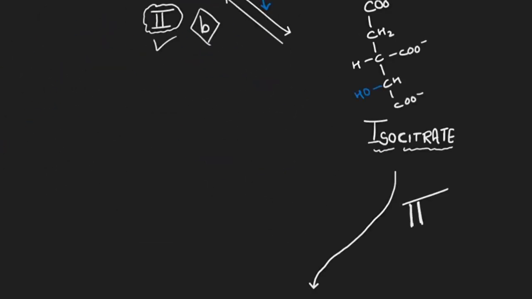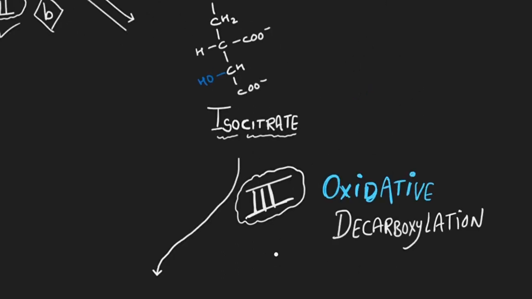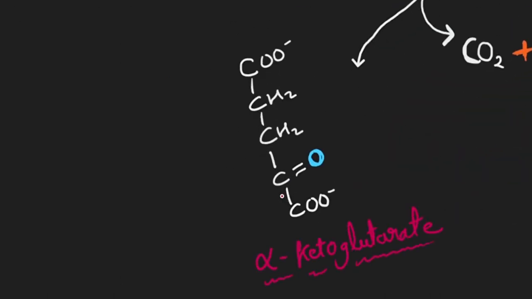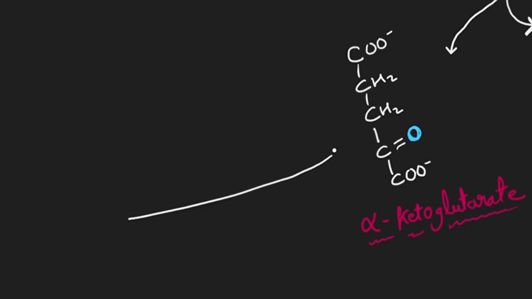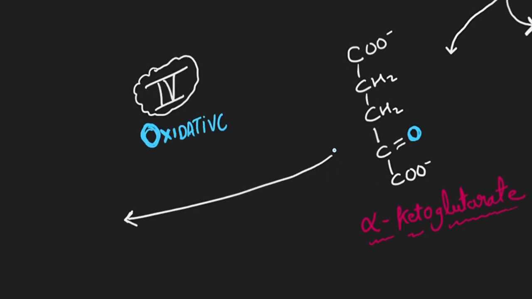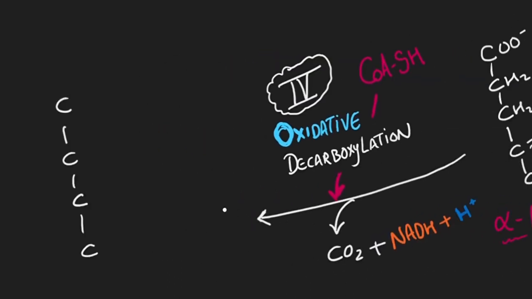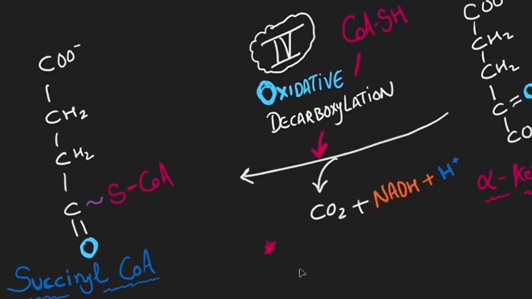Now, in the next step, the third step, named oxidative decarboxylation, which is marked by the removal of carbon dioxide and hydrogen to form alpha-ketoglutarate. This reaction is catalyzed by the isocitrate dehydrogenase enzyme. Next, step four. This is another oxidative decarboxylation, but this time alpha-ketoglutarate is subjected to this process. The only difference here is the addition of coenzyme A, which consequently forms succinyl coenzyme A and another substrate. This reaction is catalyzed by alpha-ketoglutarate dehydrogenase.